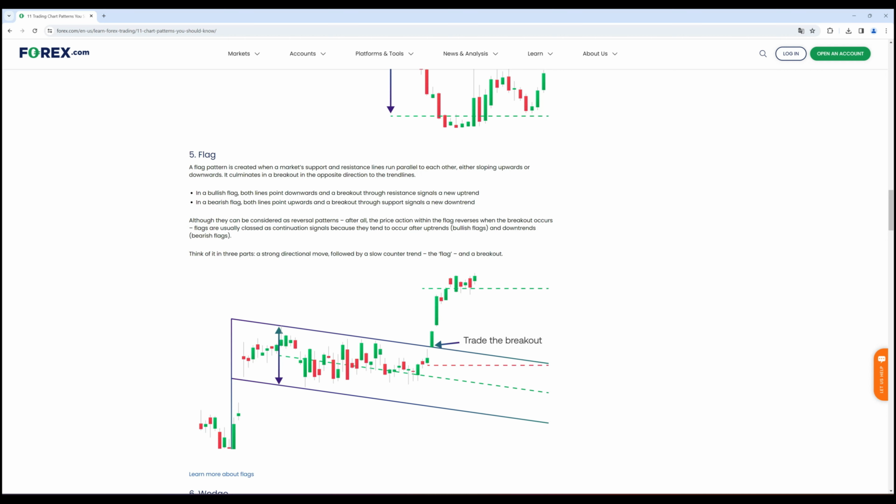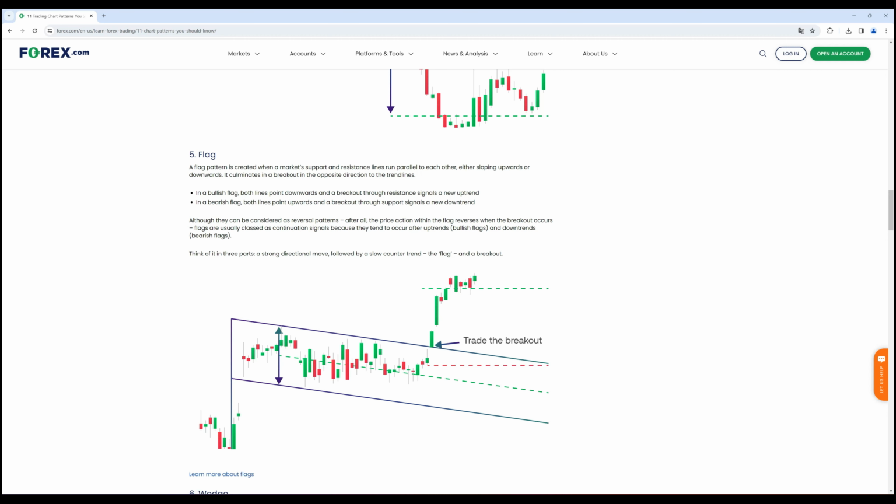It's more of a bullish flag pennant, and you can see it broke above and started making newer higher highs. And in a bearish flag, both lines point upwards, with the breakout through support signaling a new downtrend. Although they can be considered reversal patterns, after all, the price action within the flag reverses when the breakout occurs, flags are usually classed as continuation signals because they could go either way.